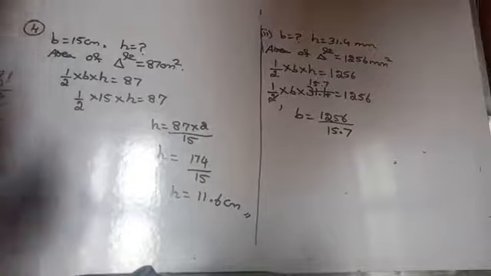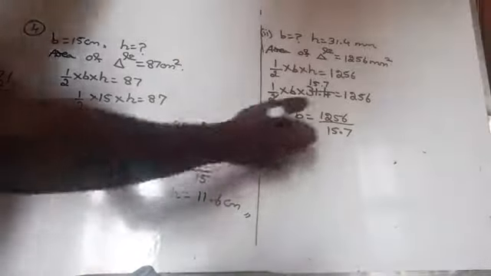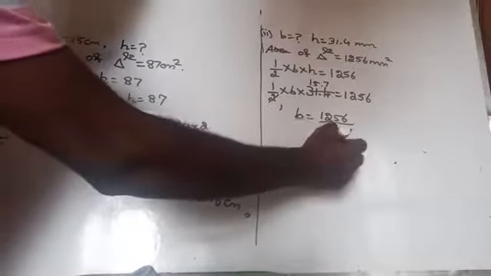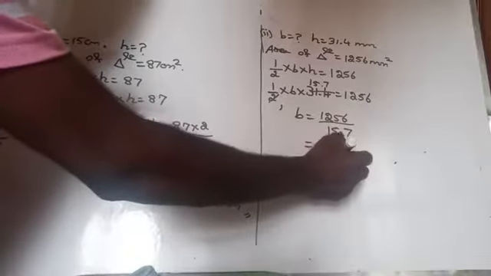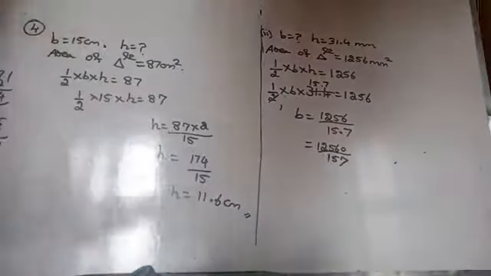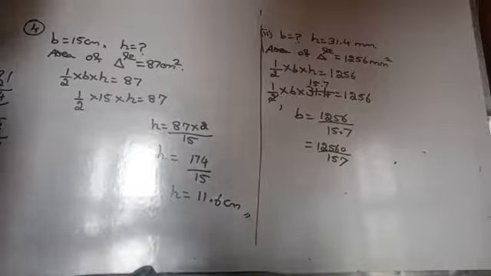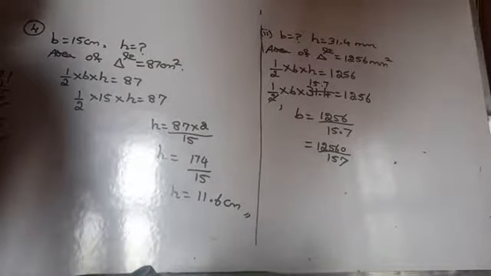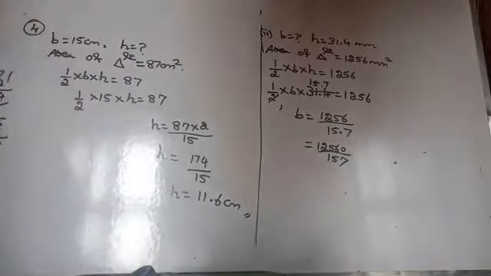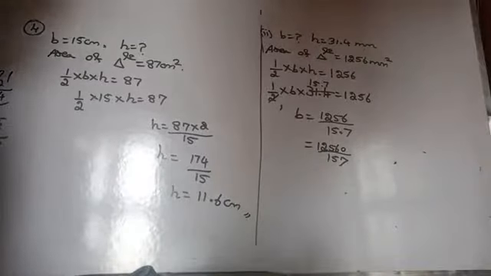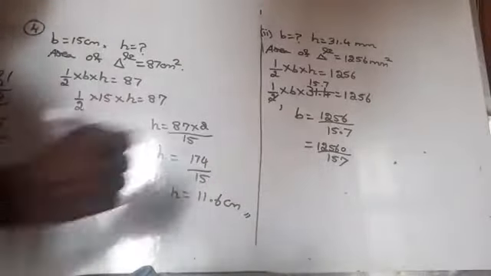Now what you can do? Just multiply by 10 here. Then you will get 12560 by 157. Otherwise, just find the multiples of 157. Multiples of 157. Here we need a unit digit of 6, right?